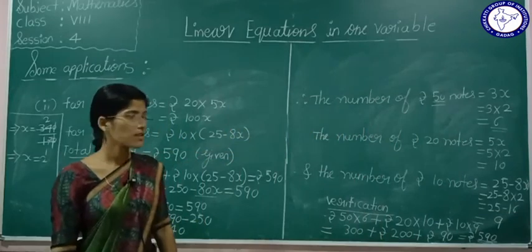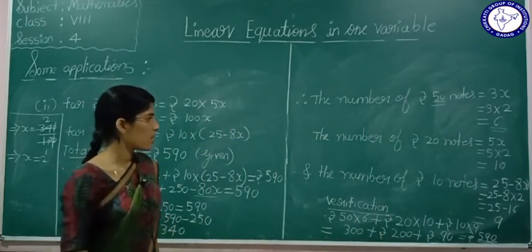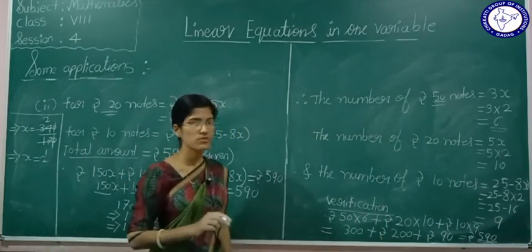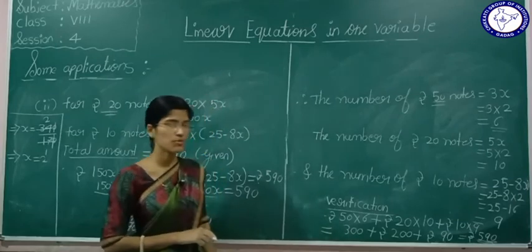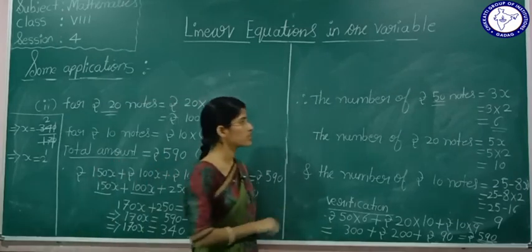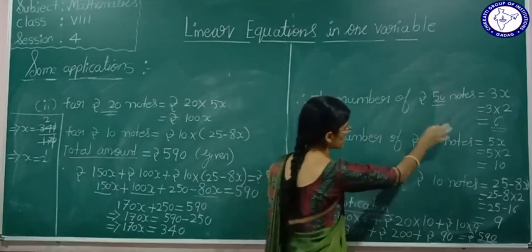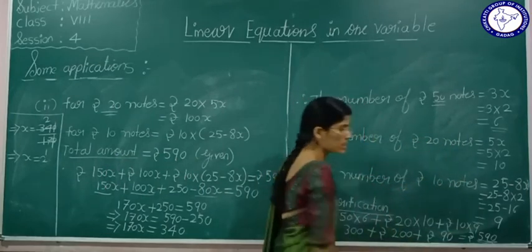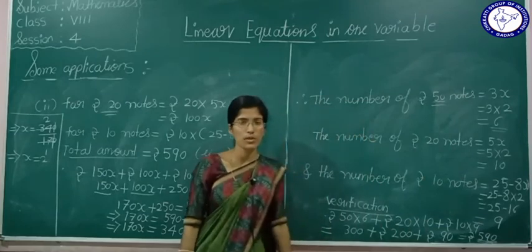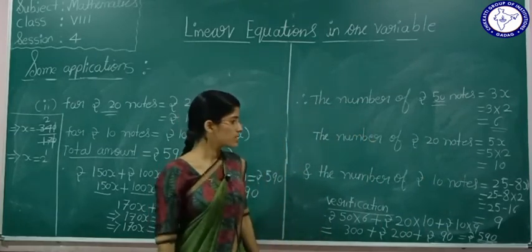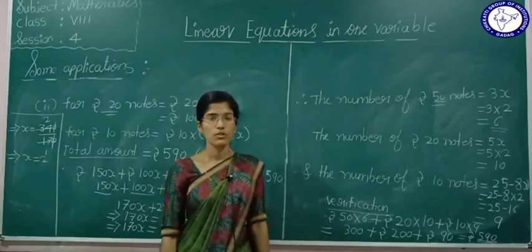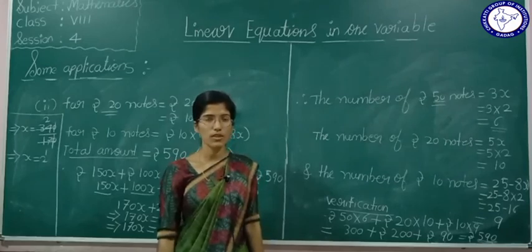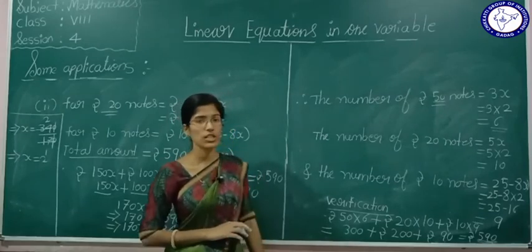Yes, they asked in the question how many 50 rupee notes she has, 20 rupee notes she has and 10 rupee notes she has. We got she has 50 rupee notes: 6, 20 rupee notes: 10 and 10 rupee notes: 9. Okay, they asked for the denomination of this only. So here, this completes your worked examples of some of the applications of linear equations in one variable.